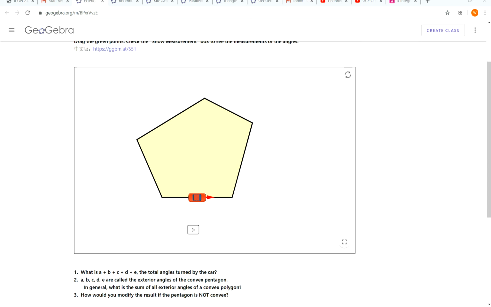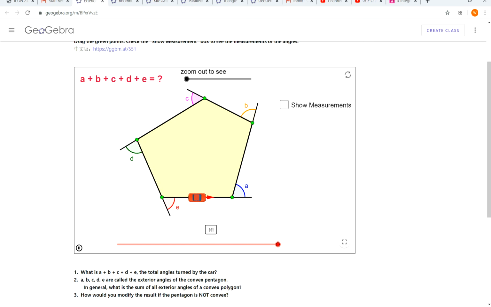So now this car is traveling to the right. Okay, I'll just play the animation for you and watch as it turns. As it turns, it makes an angle, right? So this blue angle, known as A, is the exterior angle of this part of the pentagon. Now it is traveling this way, it is turning again, and it makes an angle of B, that is the other exterior angle. So here for a pentagon, we expect 1, 2, 3, 4, 5 exterior angles. Does that make sense to you?